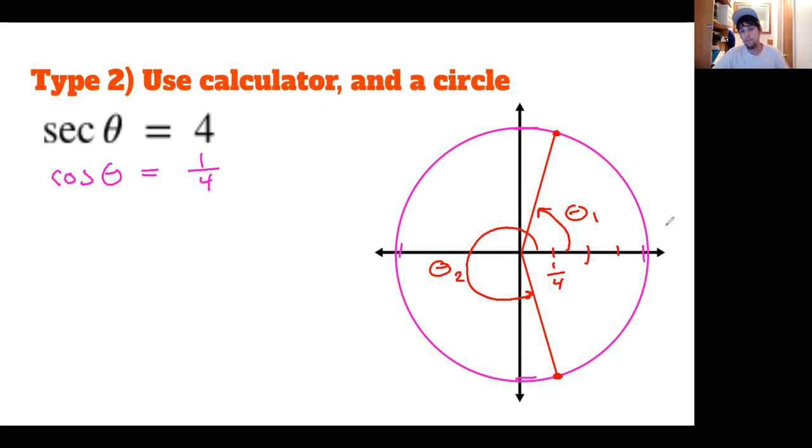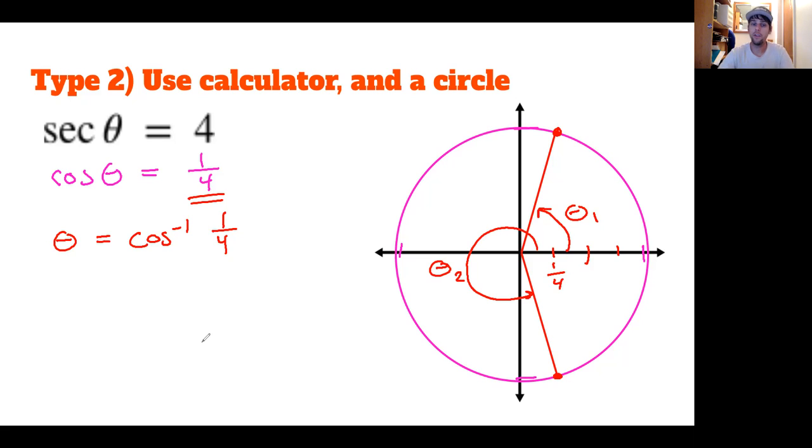How can we figure those out? This ratio is not on the unit circle. I can't just look up 1/4, it's not there. So what do I need to do? I need to use inverse trig. So if cosine of theta is 1/4, then I can take the inverse cosine of both sides here and end up that our angle is equal to the inverse cosine of 1/4. This is a situation where I have to use my calculator to estimate.